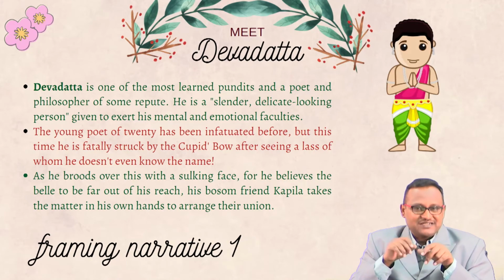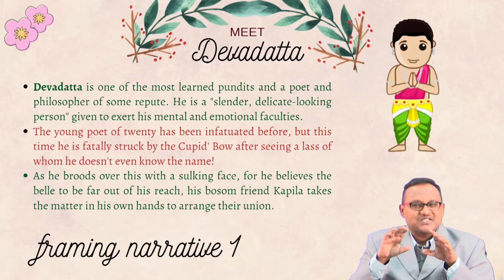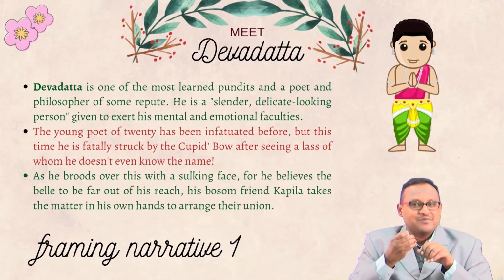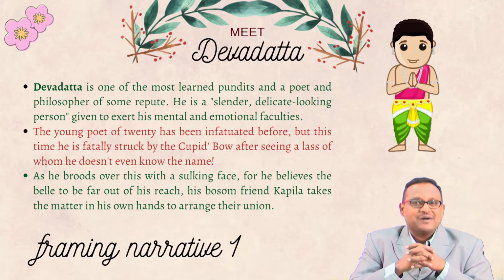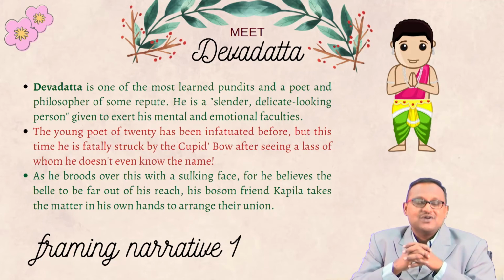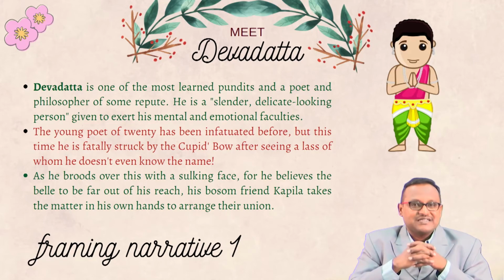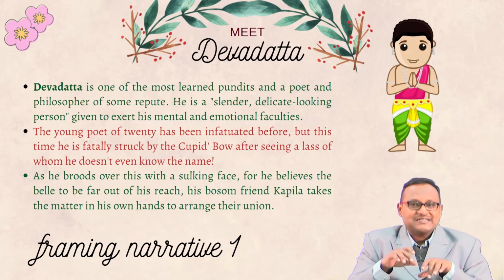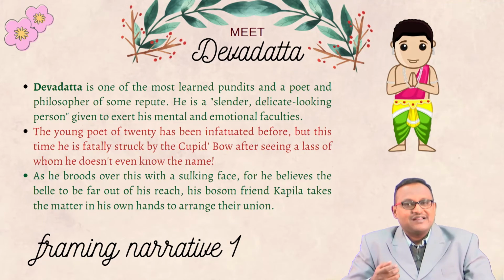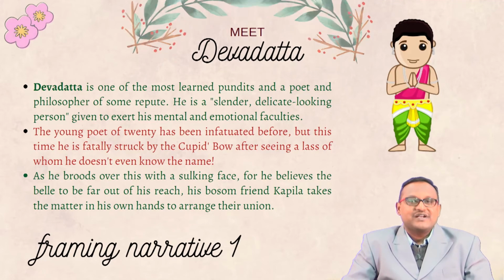And when it comes to his physical description, remember, during characterization, we also need to describe the physical characteristic traits of the character. So here we have a very slender, delicate looking person, but who is known for his mental prowess and emotional faculties because he's a poet. So though his body is nothing to envy, he has an envious mind. We need to envy the mind because he's a remarkable poet and all that. Now, when the play begins, he's slightly sulking because he has met a girl and he wants to marry her, and therefore he doesn't know what to do.